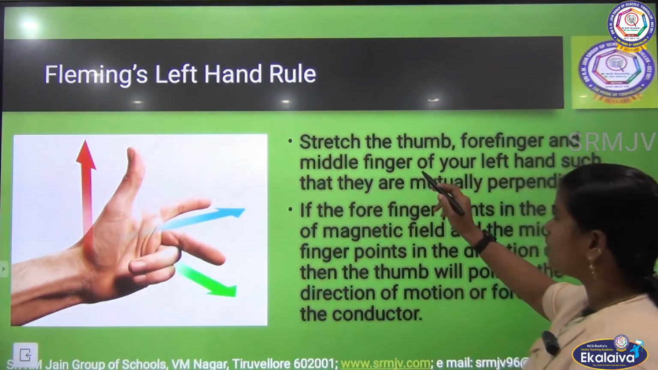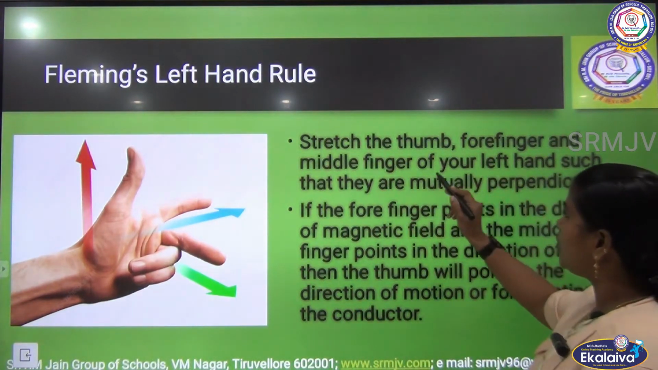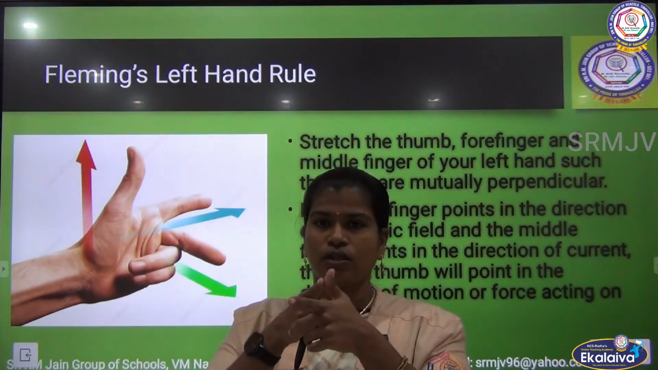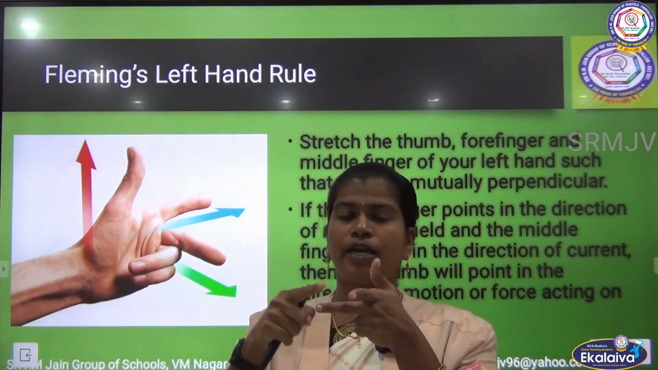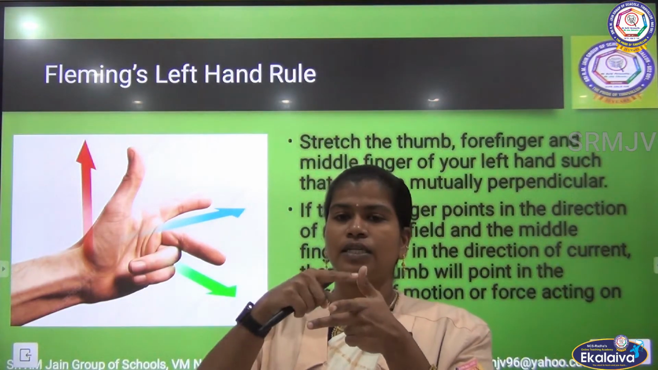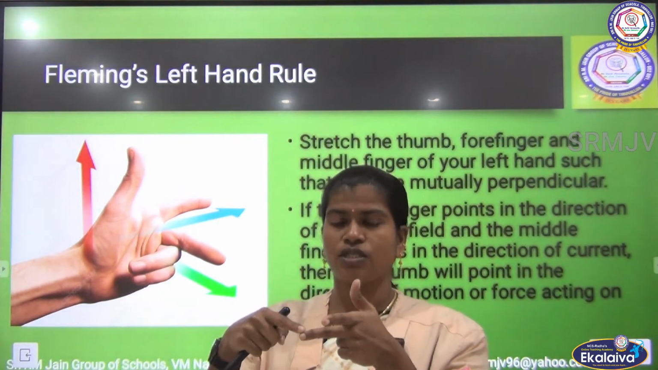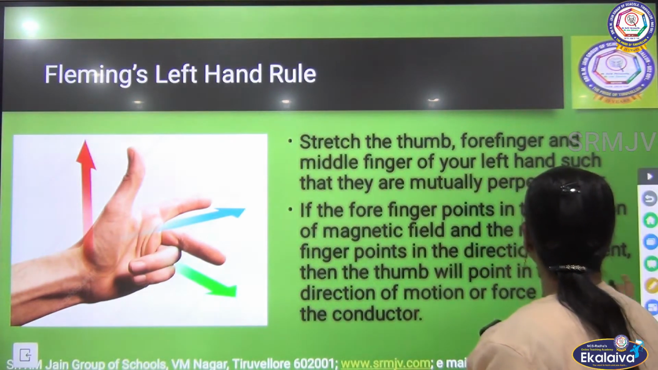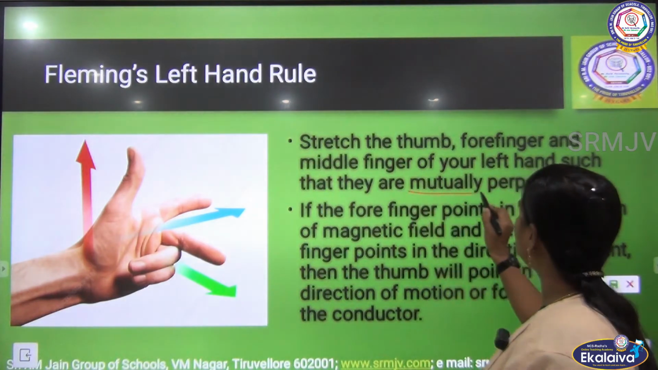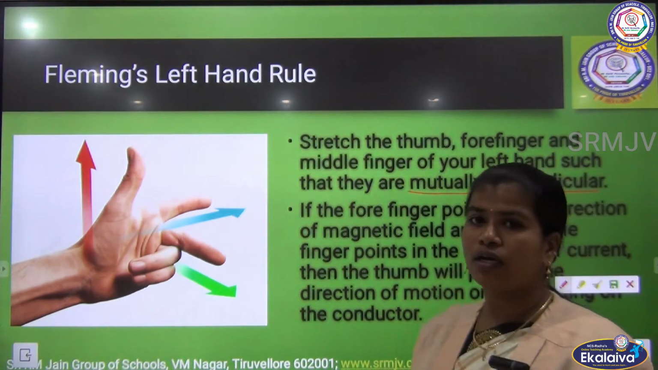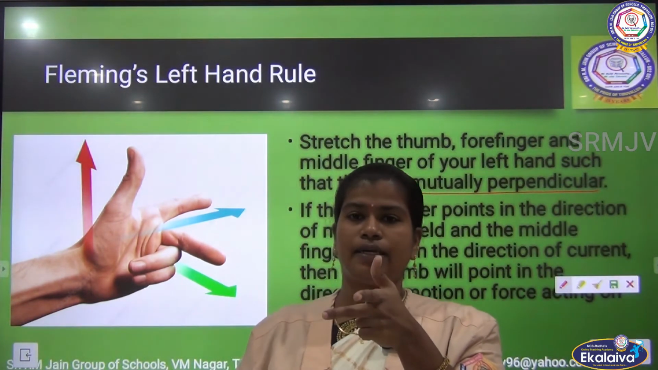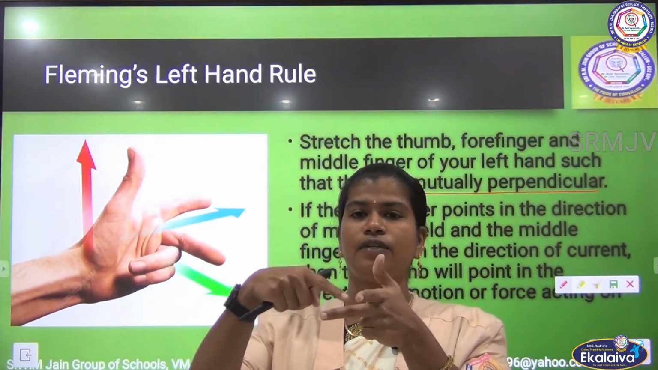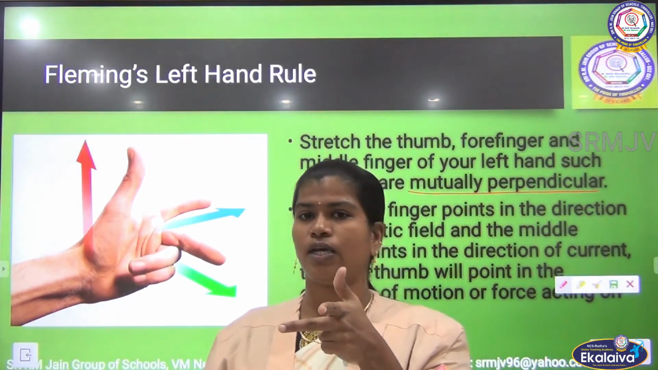Stretch the thumb, forefinger and middle finger of your left hand. You have to stretch three fingers. How are you supposed to stretch them? They should be mutually perpendicular, so everything should be at right angles. Thumb, forefinger, middle finger, all three will be mutually perpendicular.